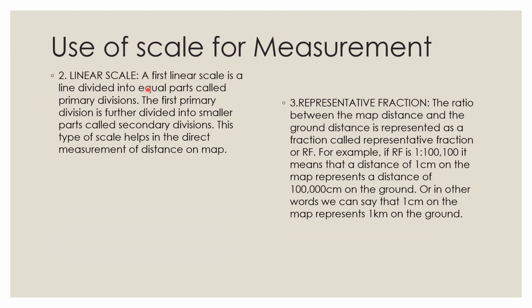The second type is the linear scale. A linear scale is a line divided into equal parts called primary divisions. The first primary division is further divided into smaller parts called secondary divisions. This type of scale helps in direct measurement of distance on a map. So this linear scale is the scale that we actually use to measure anything. It is there in our compass box. The 15 centimeter scale is also known as a linear scale.